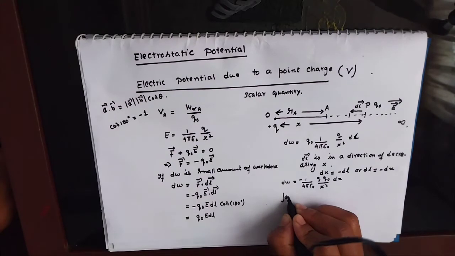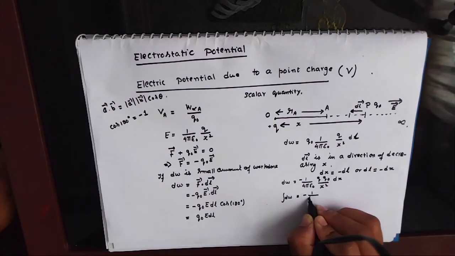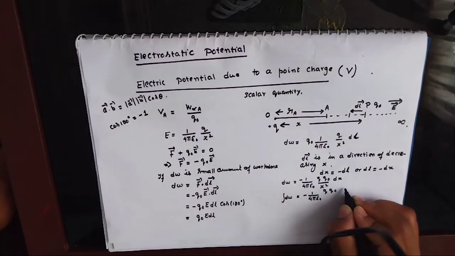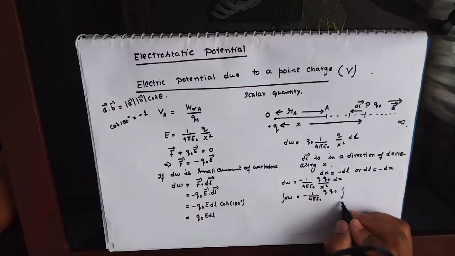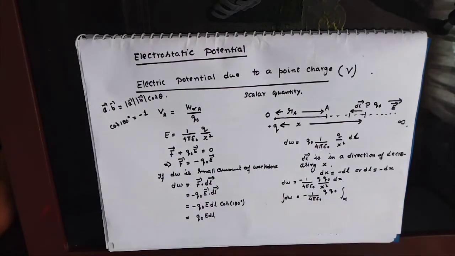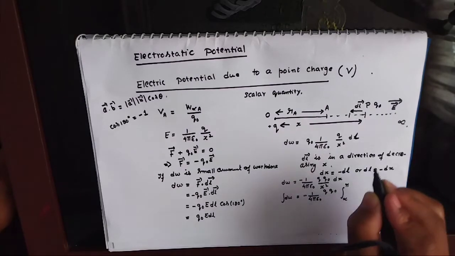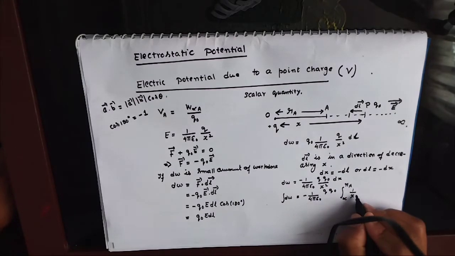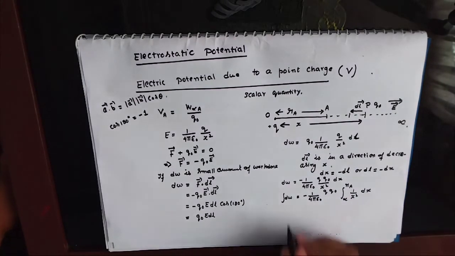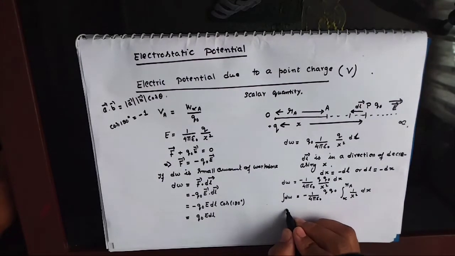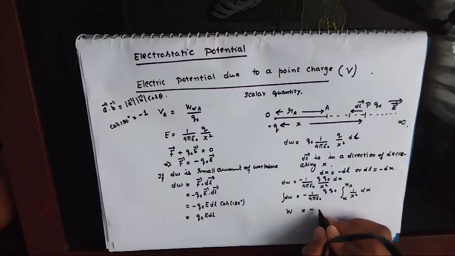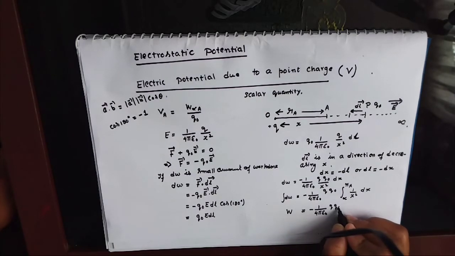Now let us integrate dW. This one is minus 1 by 4 pi epsilon naught, then q naught. Integrate here from r equal infinity to a distance r equal ra. Then 1 by x square dx. So integration of dW with this integration sign will get W. This one is minus 1 by 4 pi epsilon naught, then q naught.